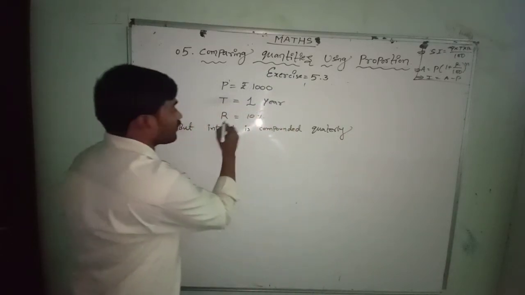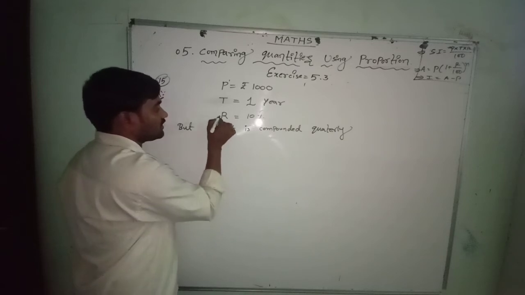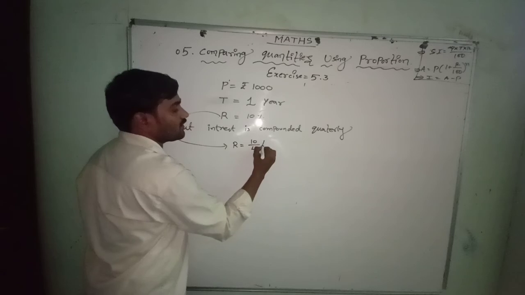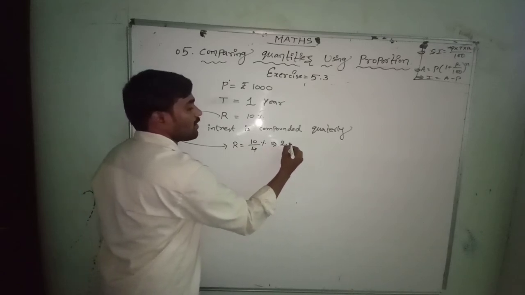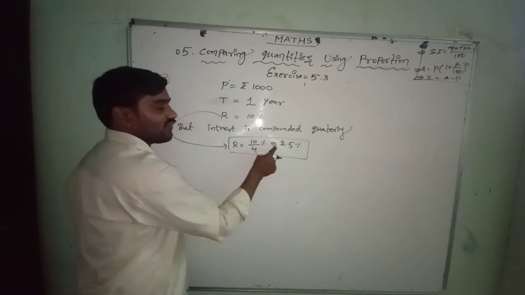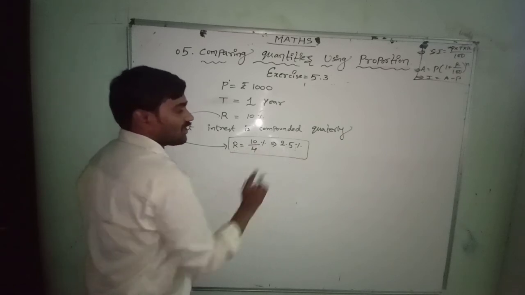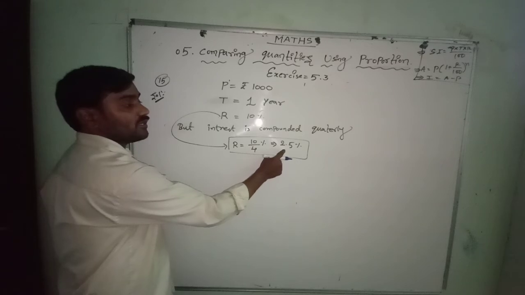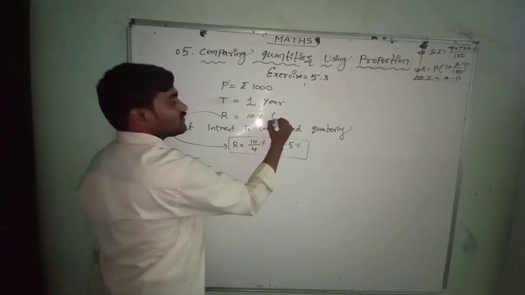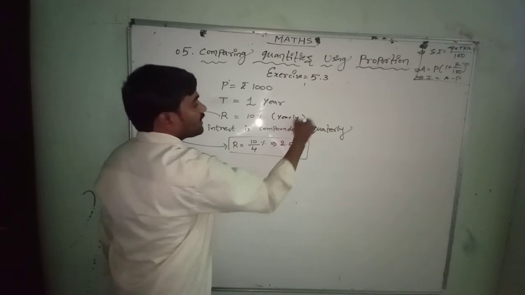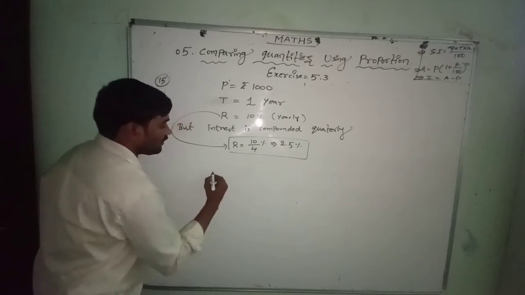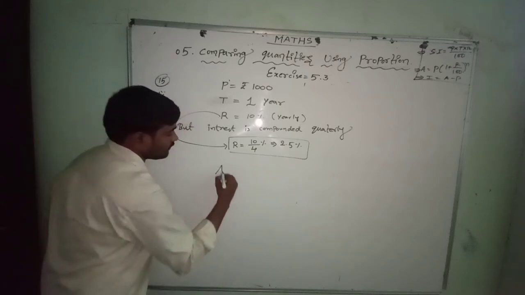So if it is compounded quarterly, what is the rate of interest then? The rate becomes r equal to 10 by 4%, that equals 2.5%. 10 by 2 is 5, so 10 by 4 is 2.5. So we have to take the rate of interest as 2.5%. That is for yearly, but this is for quarterly. Now we can find the amount.